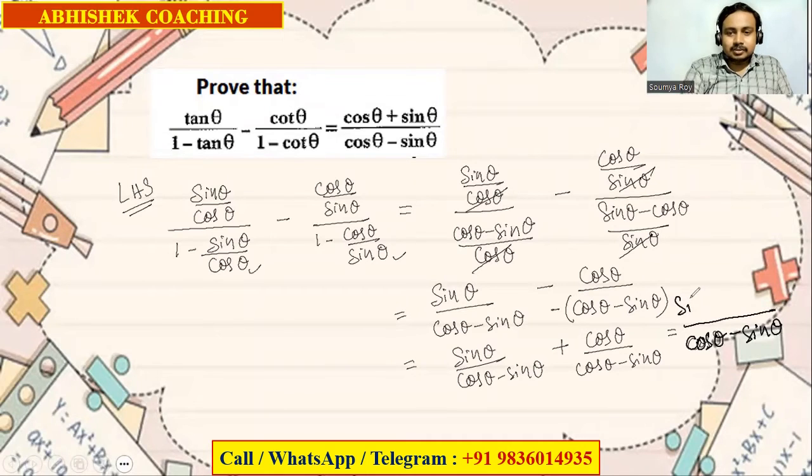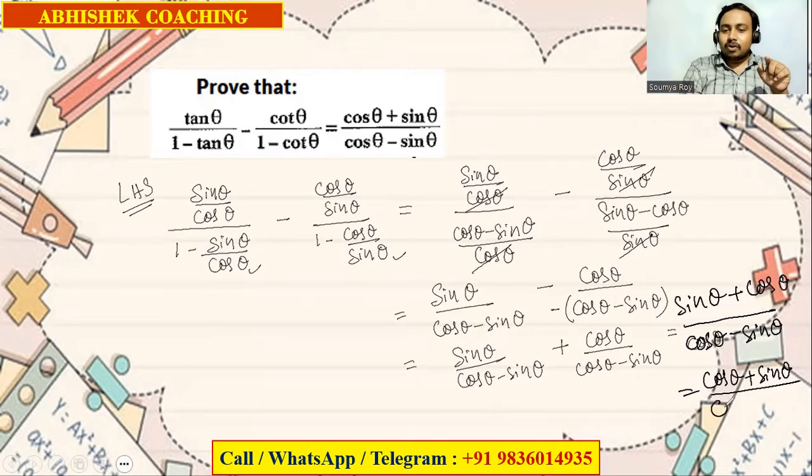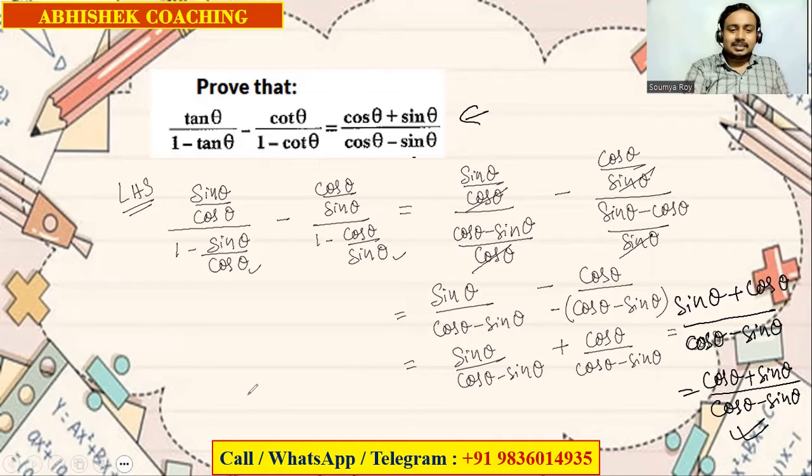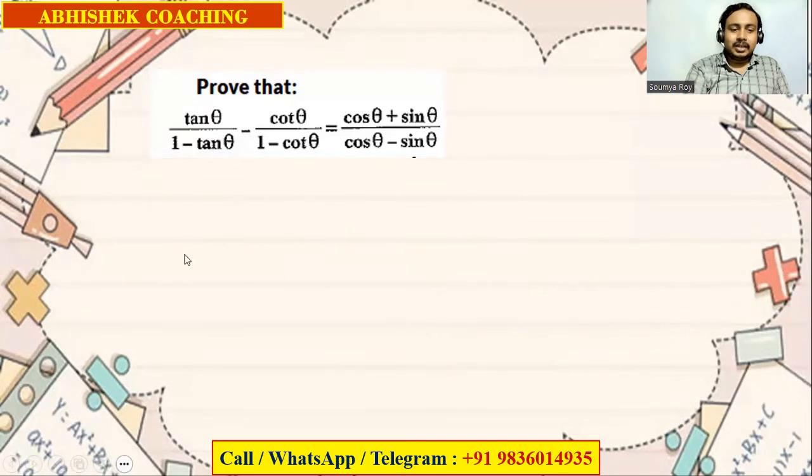Sin theta plus cos theta. Do you know I can do one more thing? I can interchange on the numerator part, because it is a plus, cos theta plus sin theta by cos theta minus sin theta. Very easy, done. So as you can see, the LHS part I have approached and solved to get the right hand side. Easy enough. So let's move on to do another question of this type only.